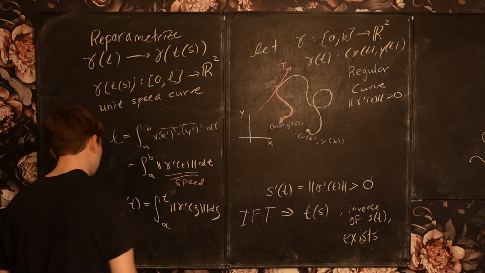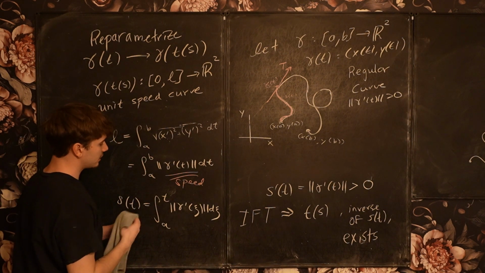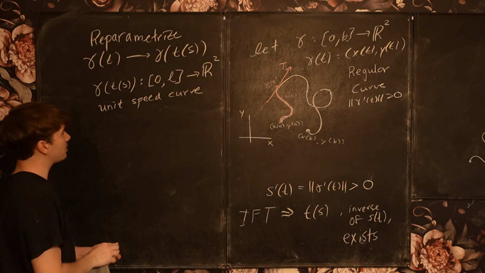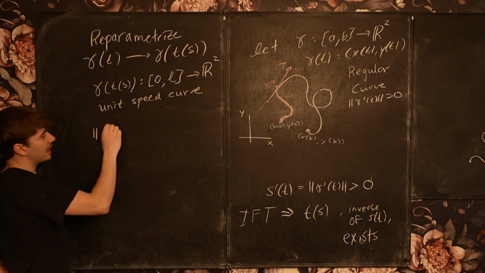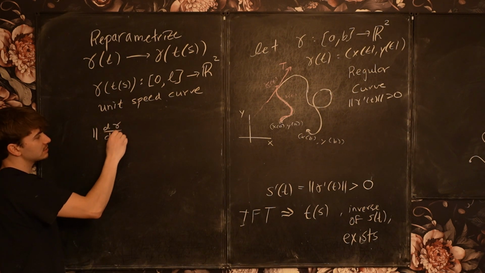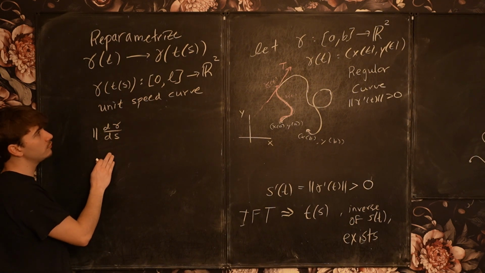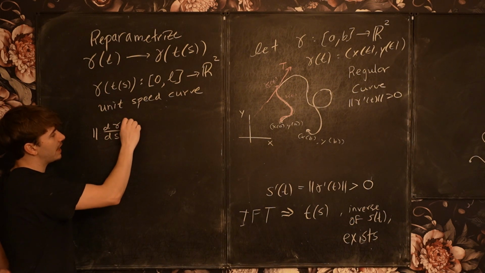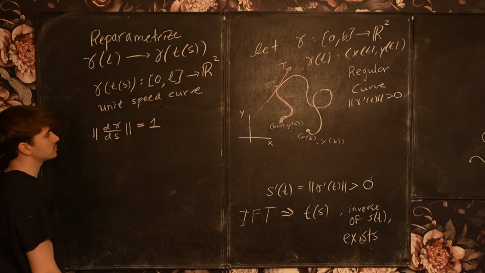Okay, so in particular, one can show that for this curve, d gamma over ds, so the derivative with respect to my new parameterization variable s, which is the arc length, the magnitude of this derivative is equal to 1 everywhere, okay? So why is that the case?